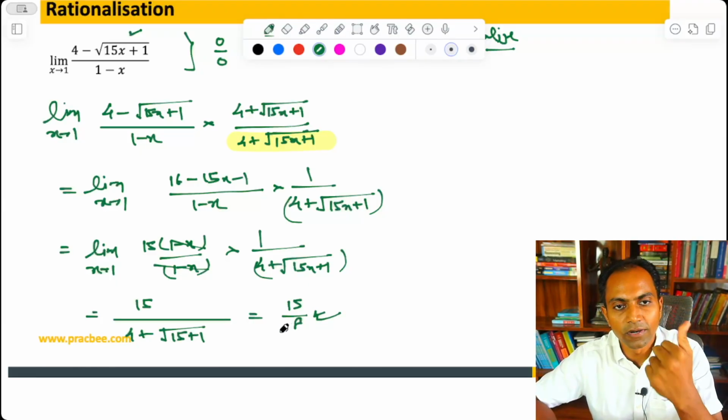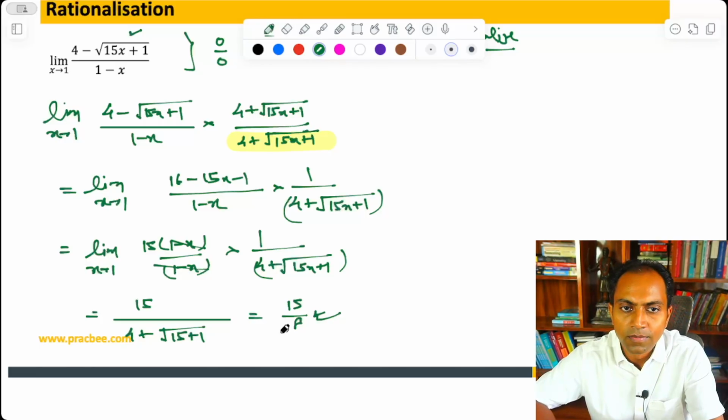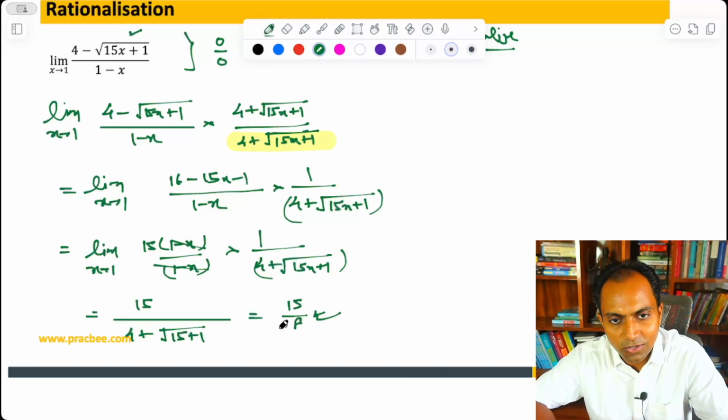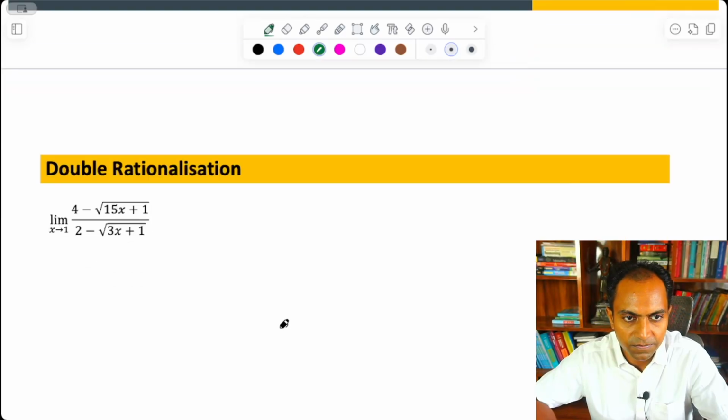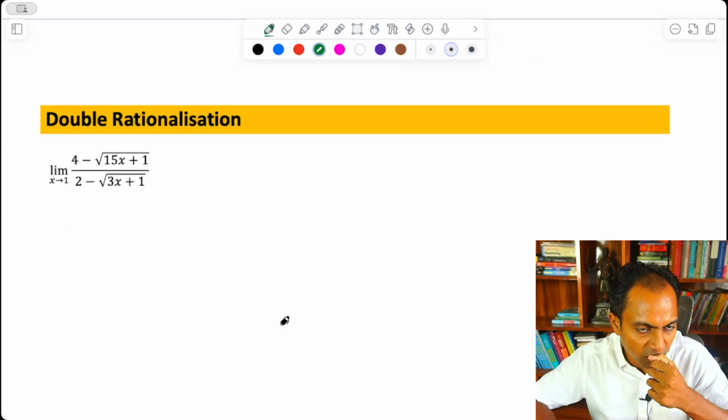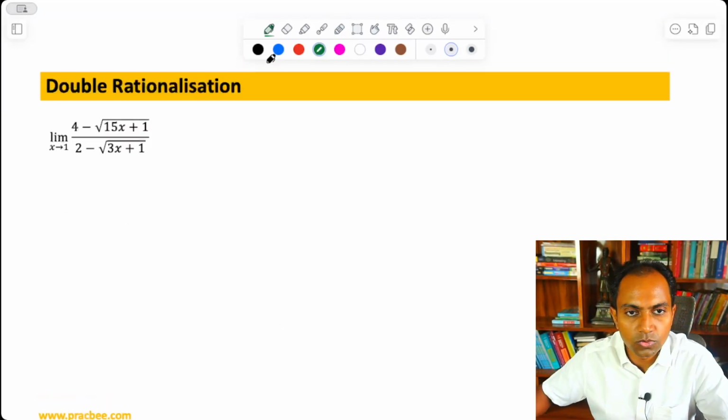So when you have an indeterminate form and a root sign, mostly you will have to rationalize. We can't generally say always, but mostly you will have to rationalize. But sometimes the question can be a little bit more complex like this, and we'll have to go through the path of double rationalization. So what we will do is rationalize the numerator also.